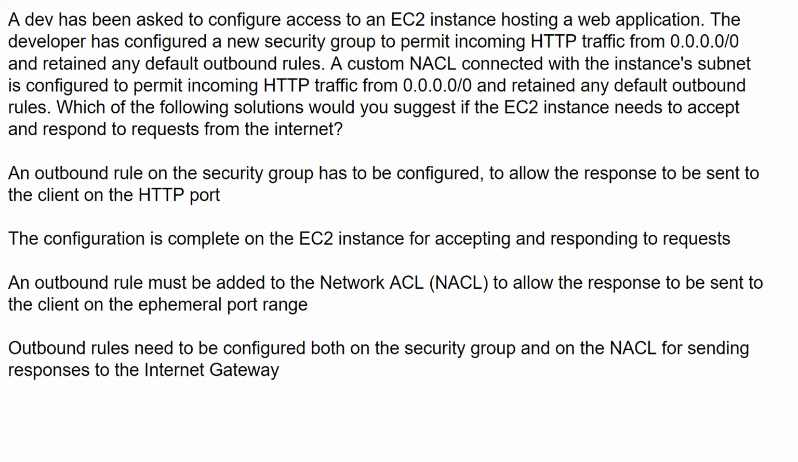An outbound rule on the security group has to be configured to allow the response to be sent to the client on the HTTP port. The configuration is complete on the EC2 instance for accepting and responding to requests. An outbound rule must be added to the NACL to allow the response to be sent to the client on the ephemeral port range. Outbound rules need to be configured both on the security group and on the NACL for sending responses to the internet gateway.